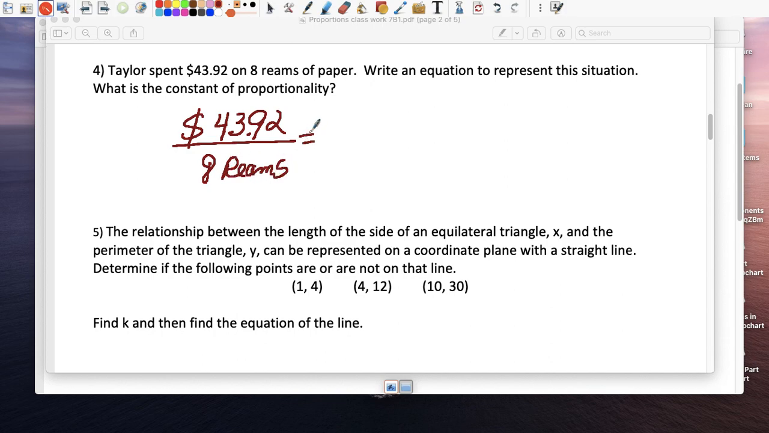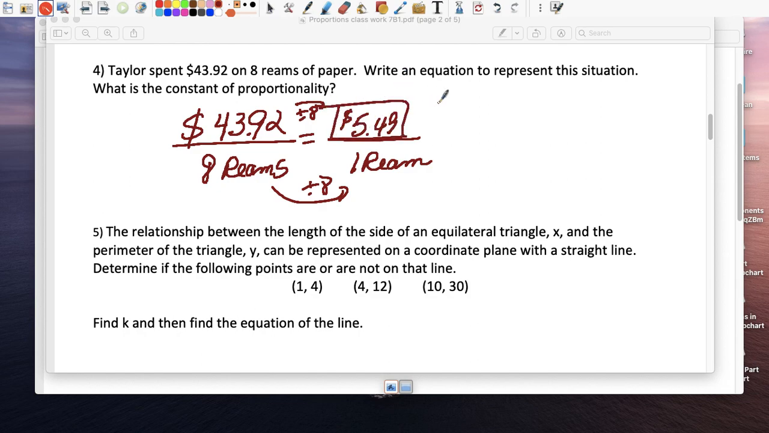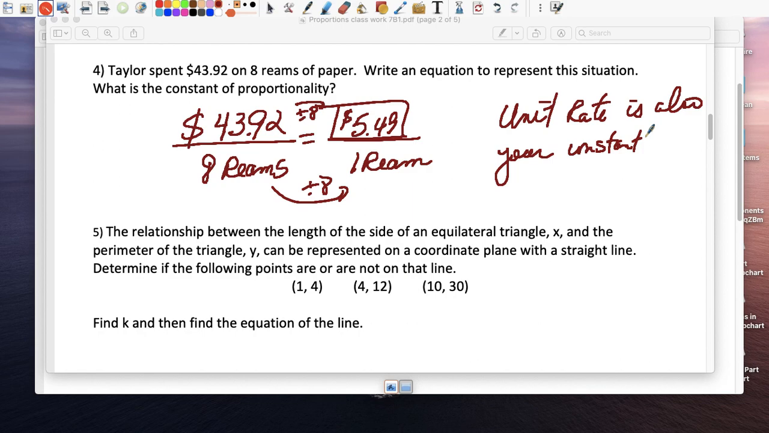Now, because obviously it's proportional, every ream should be the same price. What's 1 ream equal? Well, this was quite simple. Divide by 8, divide by 8. So if we divide by 8 and divide by 8, 43.92 divided by 8 is $5.49. That's your unit rate. And if you know your unit rate, unit rate is also your constant of proportionality. So you don't really have to do k equals y over x.